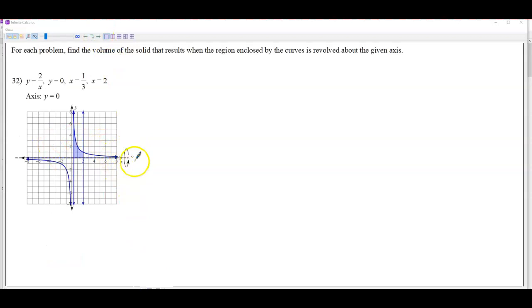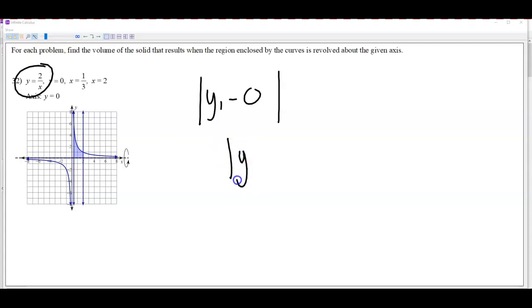All right, we're back to a horizontal axis of revolution, and this time my axis is the x-axis. So we're going to have my radius first. The radius is the function, which in this case is 2 over x. I'll just call it y1. That's what I would type into my calculator. And the axis is 0 because we're rotating it around the x-axis. Therefore, that would be my radius. And as I rotate it around the x-axis, it's going to trace out a circle with area pi r squared, where r is my function in absolute value there.